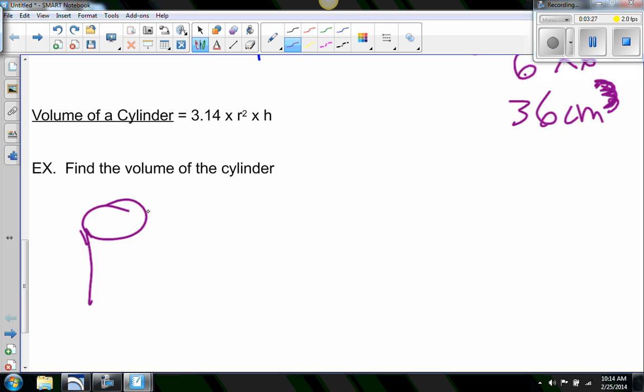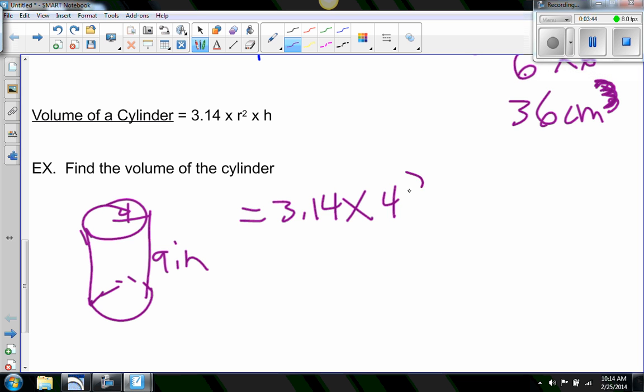I want to draw a little cylinder here. So the radius is 4 inches and the height is 9 inches. If I plug it in here, I have 3.14 times my radius squared, which is 4 squared, times my height of the whole thing, which is 9. I have to do this exponent first. So 4 squared is 16.